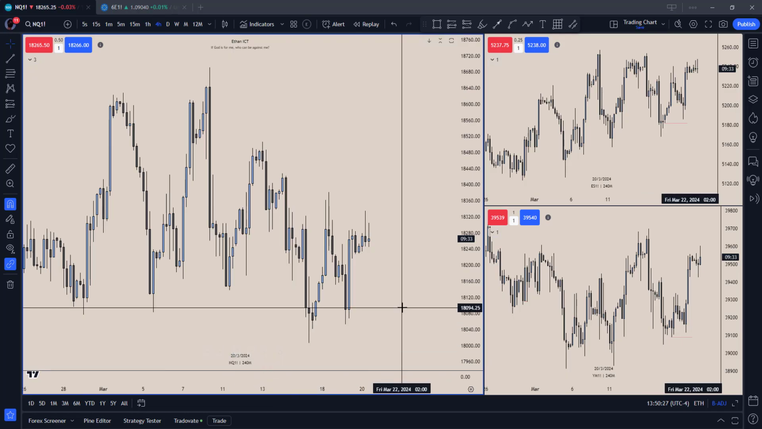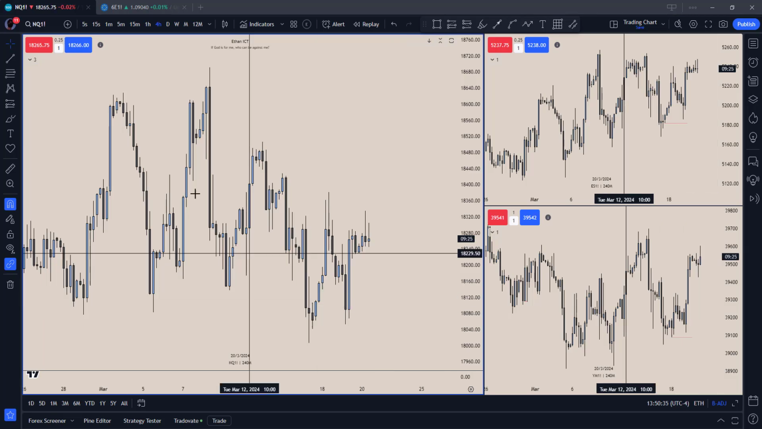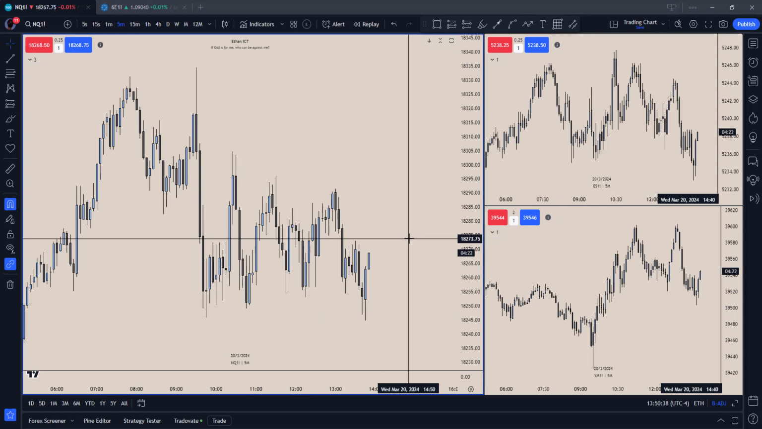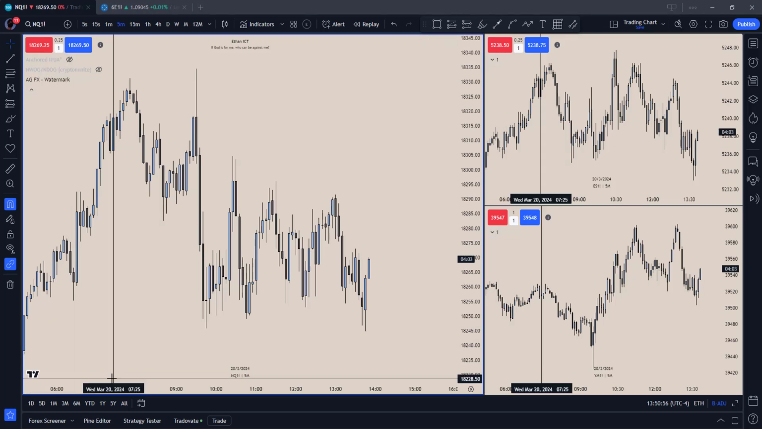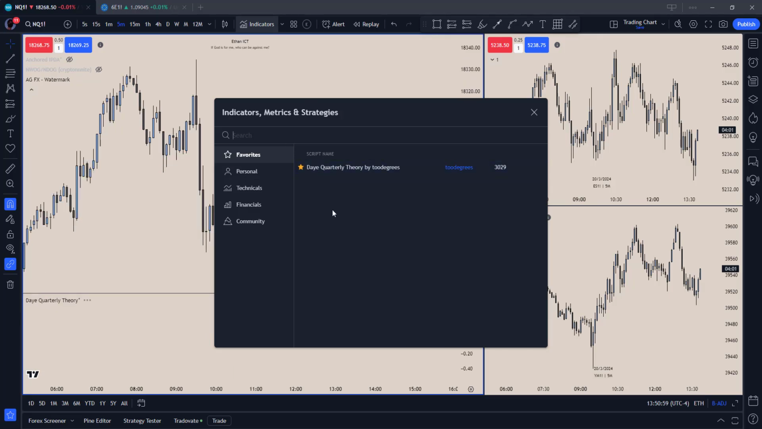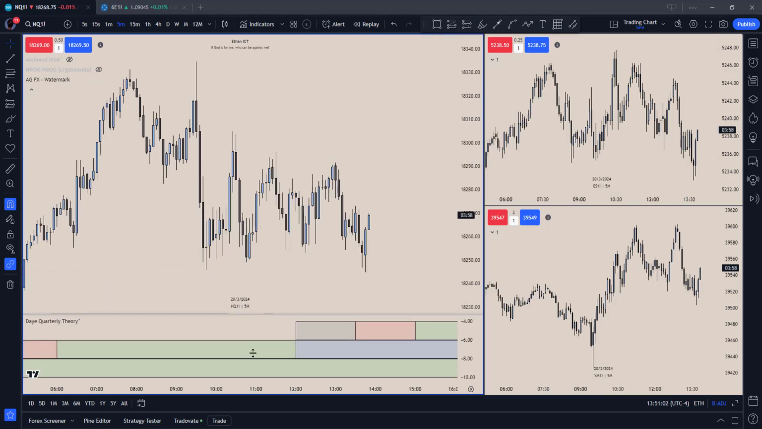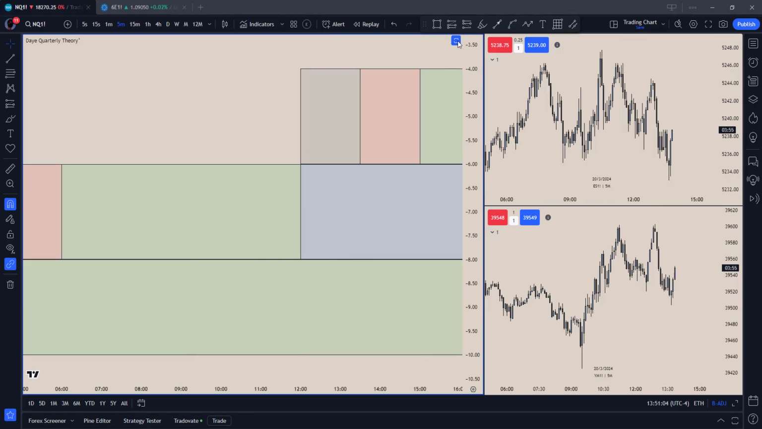Not sure why my indicator is not working here though for quarterly theory. Give it a second, maybe it's loading. You have to take it off and put it back on. Happens a lot. Okay, I'll try that. This is the first time it's happened to me. Perfect. There we go. Thank you, Snows, for that.